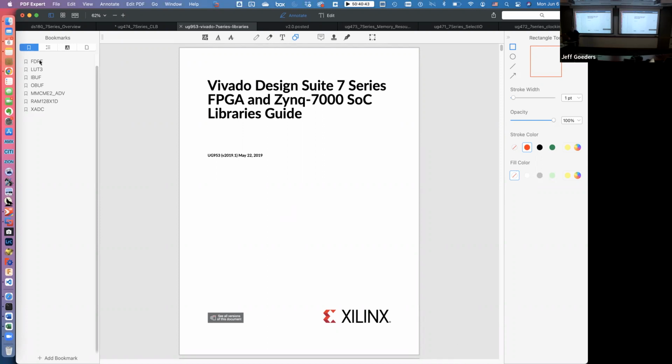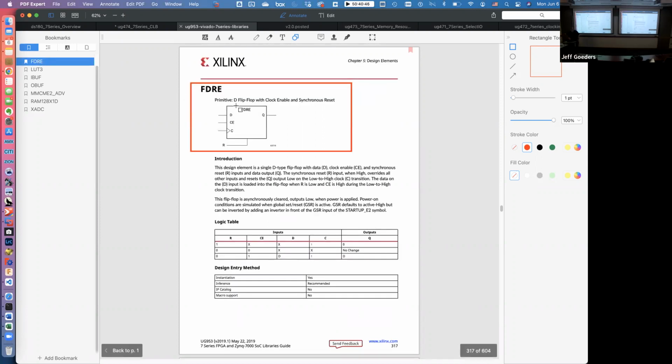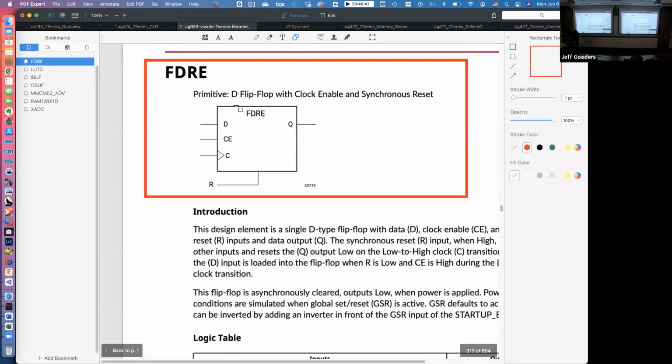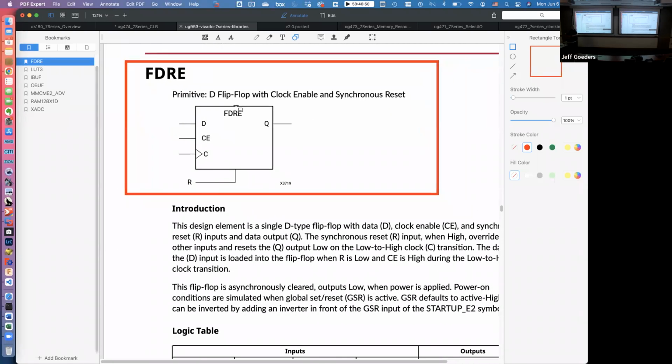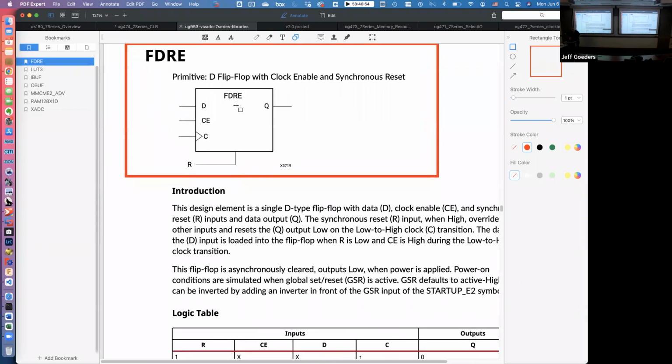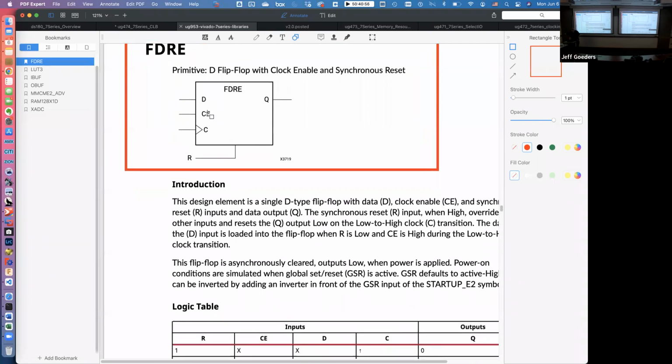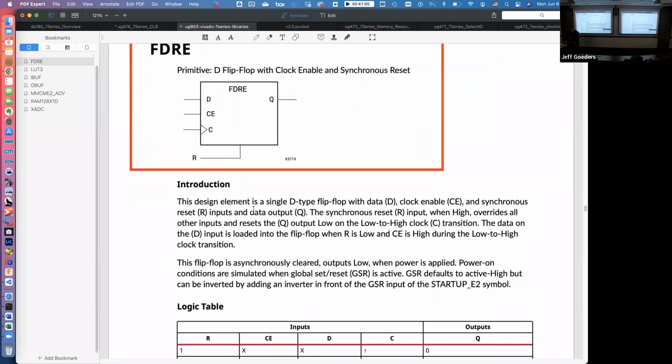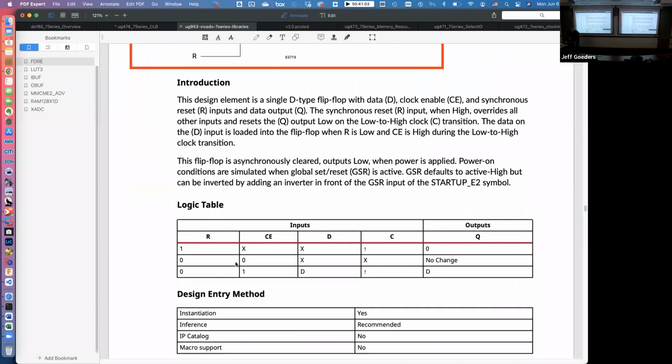For example, let's go to the FDRE. Okay, it's a primitive D flip-flop with a clock enable and a synchronous reset. And there's a picture. Okay, yeah, look, we got a D, a clock enable, a clock, a Q, and we got this R. And you come down below and they give a little logic table and look what it says. It says if the clock enable is 0, right here, then it doesn't matter what the D and the C are on the clock edge, nothing's going to happen.